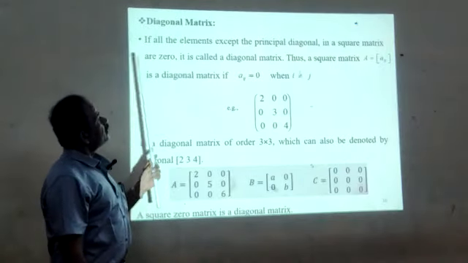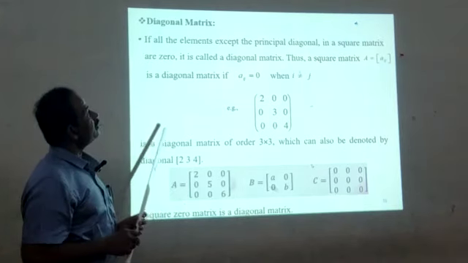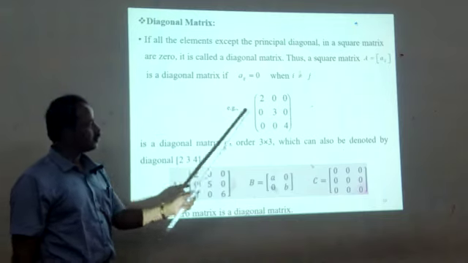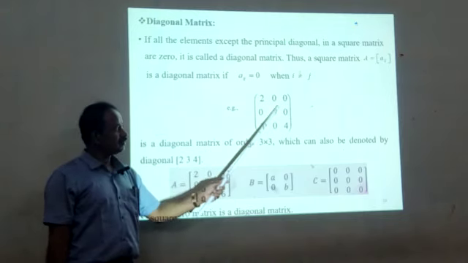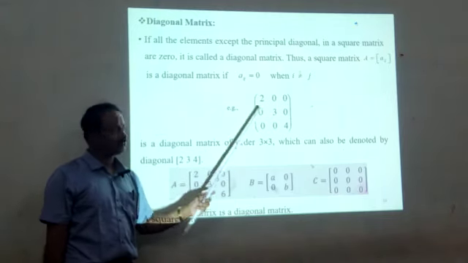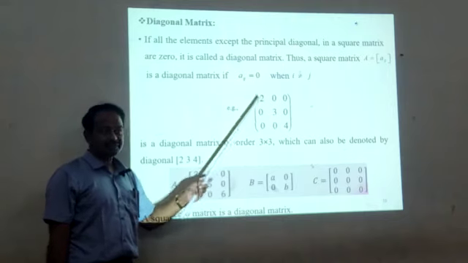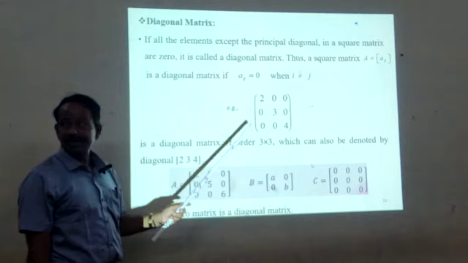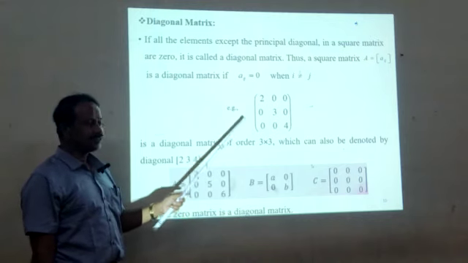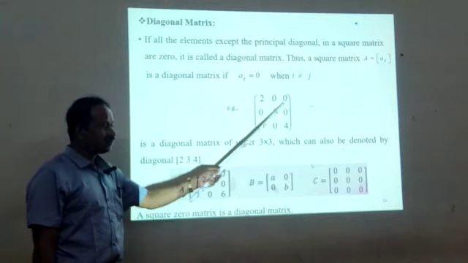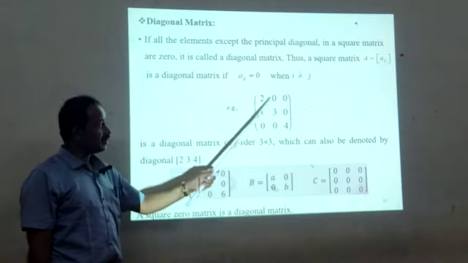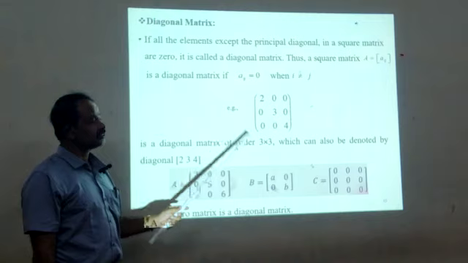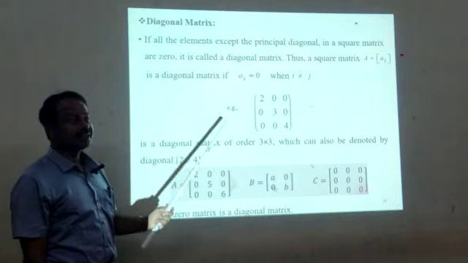Diagonal matrix. If all the elements except the principal diagonal elements in a square matrix are 0. See, look at this matrix. All the other elements are 0 except the principal diagonal elements. See here 2, 3, 4. All the other elements, they are 0. So what we call this is a diagonal matrix. See here, it's a diagonal matrix because all the other elements are 0 except the diagonal elements. So this matrix is called a diagonal matrix.